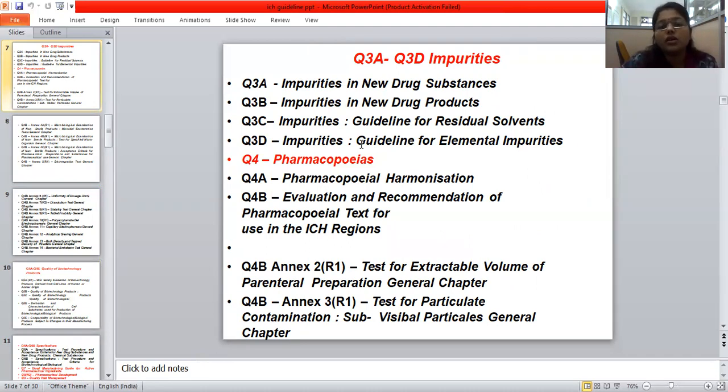So for any new drug or new drug product, we have the Q3A to Q3D impurity guidelines. Q3A is the guideline for impurities in new drug substance. Q3B is for impurities in new drug product. Q3C is the impurity guideline for residual solvents, and Q3D is the impurity guideline for elemental impurities.